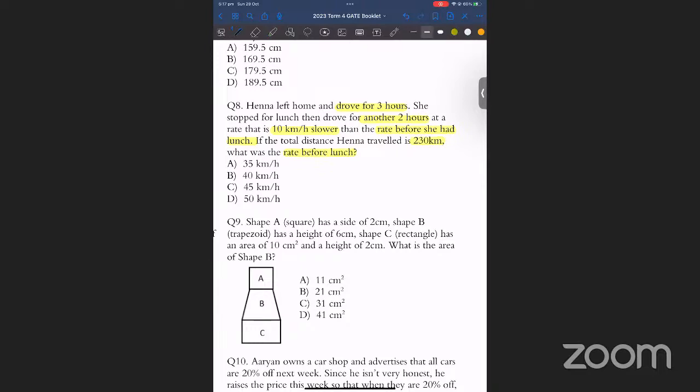Okay, so would you guys agree that distance is speed multiplied by time? Yes. Yes. Did someone say no? Okay. No worries.